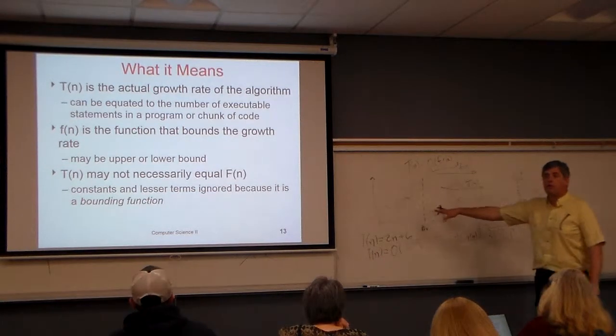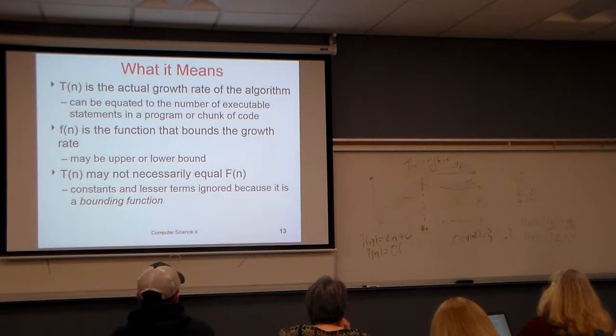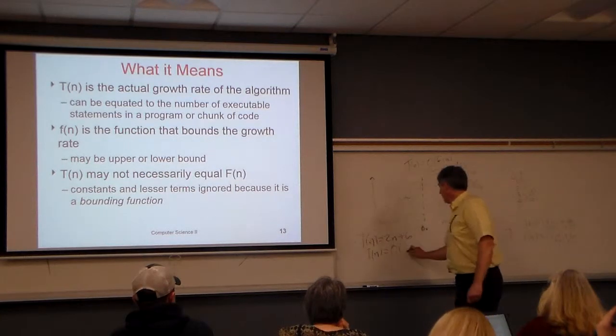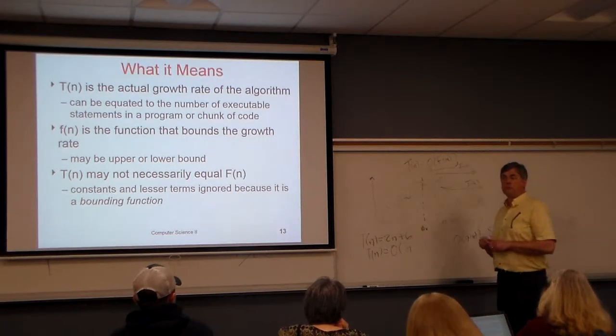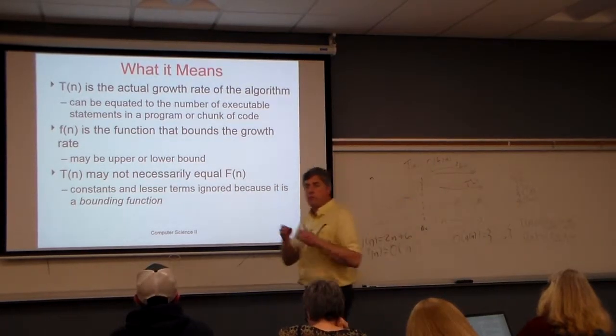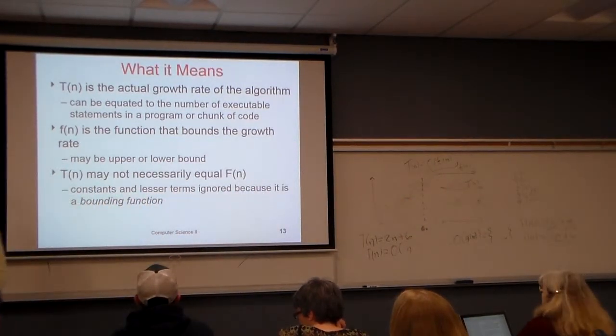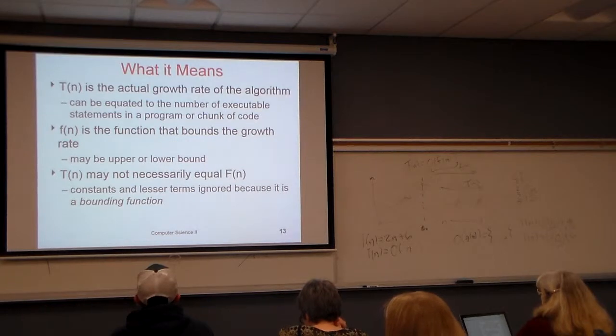We're going to ignore the lesser terms, which is 6. We're going to ignore the constants, in this case 2. So what is big O going to be? N. Okay? Right? We're trying to get down to the pith of it. We're trying to get down to the heart, the essence.